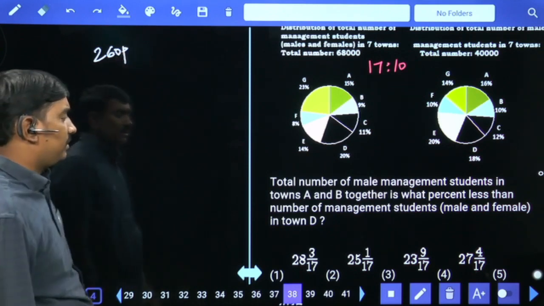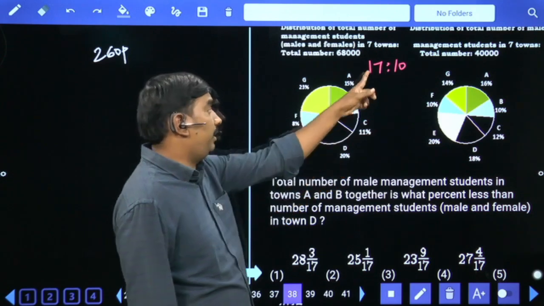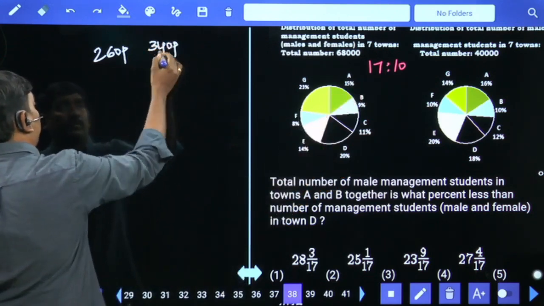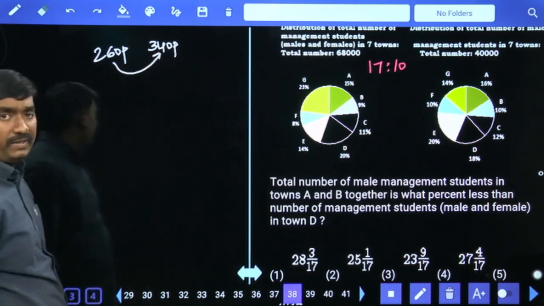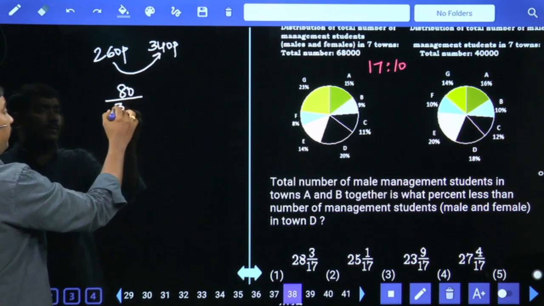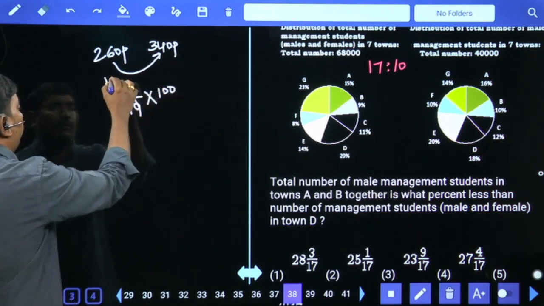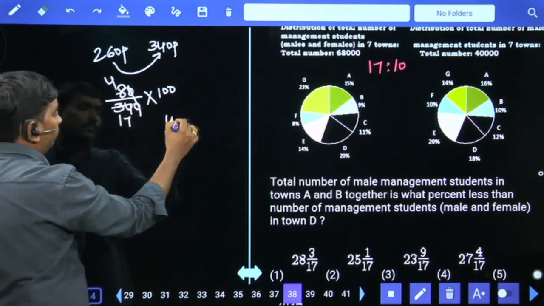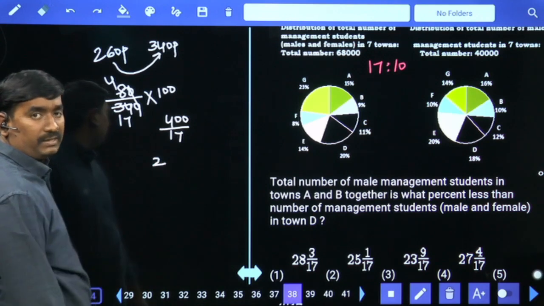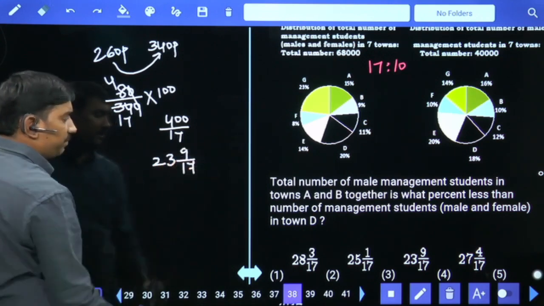Is what percent lesser than management students in town D? 20%. 20 into 17, 340 parts. Percentage less means difference by more value. So difference is 80, more value 340 into 100. 400 by 17. 17 2s are 34, left with 60. 17 3s are 51. 23 9 by 17.